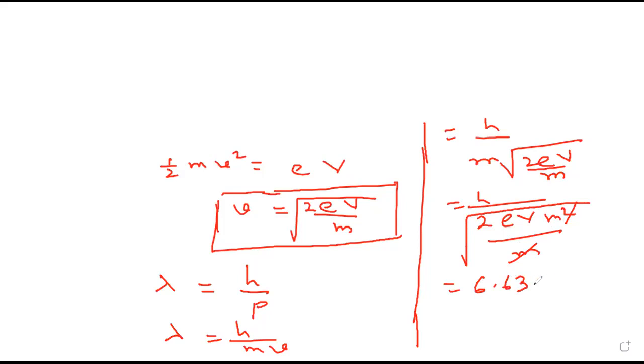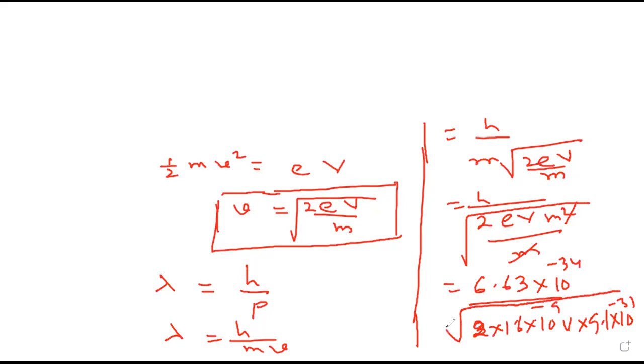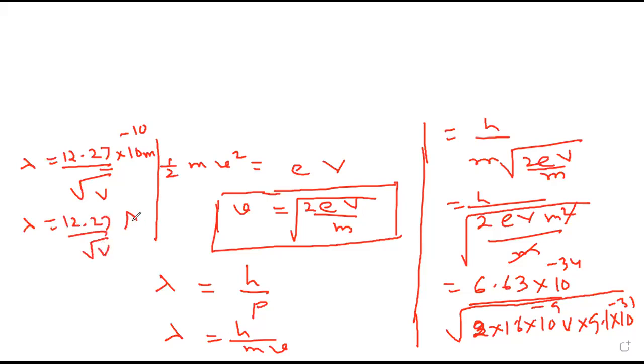h means 6.63 into 10 raised to minus 34, 2 into 1.6 into 10 raised to minus 19, the charge of electron. Mass is 9.1 into 10 raised to minus 31. So if you simplify all this, you will get 12.27 into 10 raised to minus 10 upon root of V in meter. That will become 12.27 upon root V angstrom. Copy full derivation.